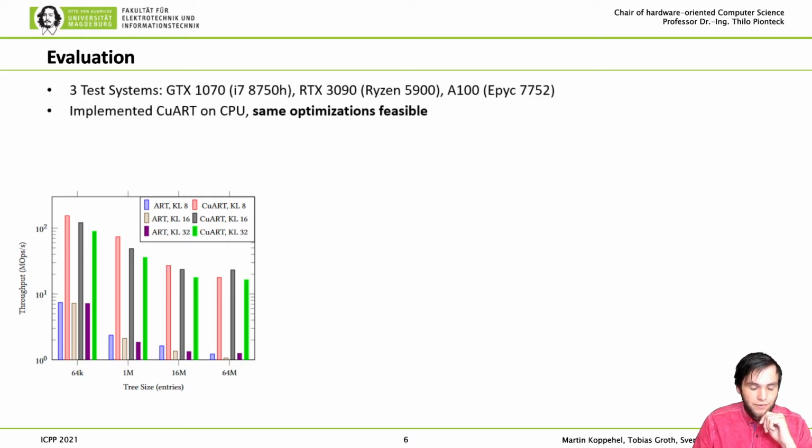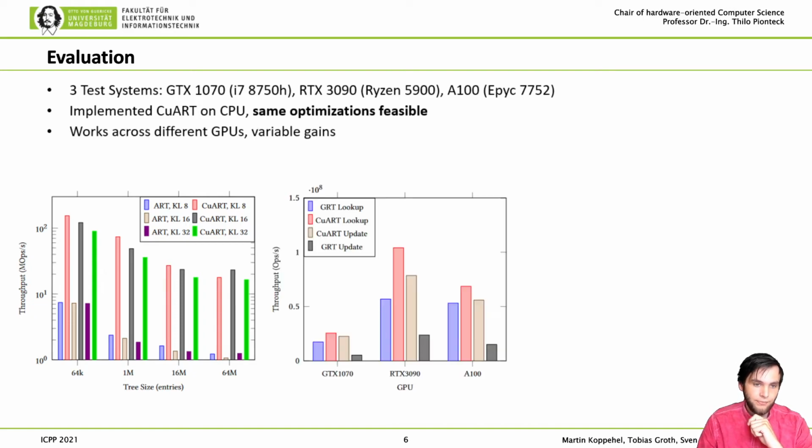In this graphic, we can see that the same optimizations applied to the CPU outperform ART by up to 15 times. Then we tested that we made sure that our optimizations are not only feasible for a single GPU, for example, to rule out architectural differences. And we can see that CuART achieves performance improvements over all tested devices, where we measured the most significant improvement on the RTX 3090 because this has the fastest memory block.